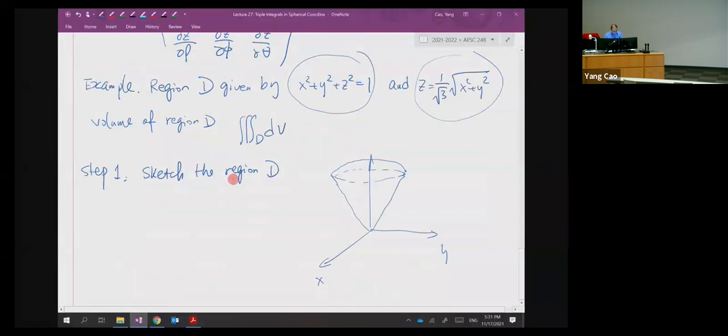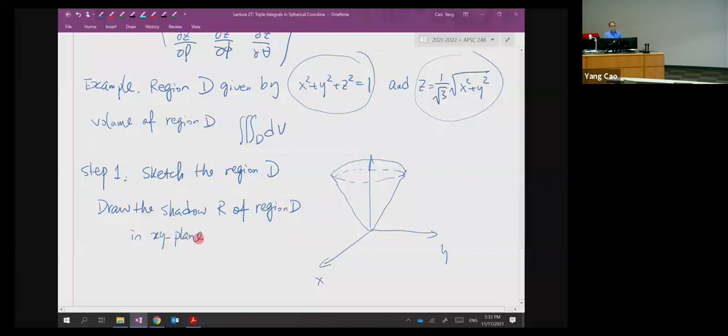Sketch region D. Okay, and the second step: under the first step here, you need to also draw the shadow R of the region D in the XY plane.